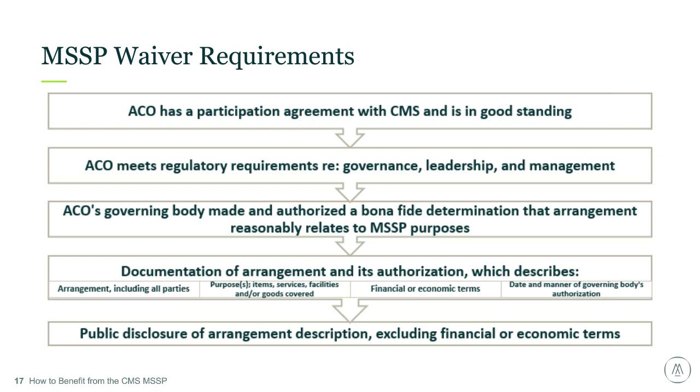So if you do have a CMS MSSP, I encourage you all to go back and make sure that you have these in place and that they align with the program requirements. The governing body must make a bona fide determination that the arrangement reasonably relates to MSSP purposes. What this means is the best way to do this is to have your attorney craft what we call a white paper, present that to your board, and make sure that it ties back to the three-part aim, whatever that initiative might be.